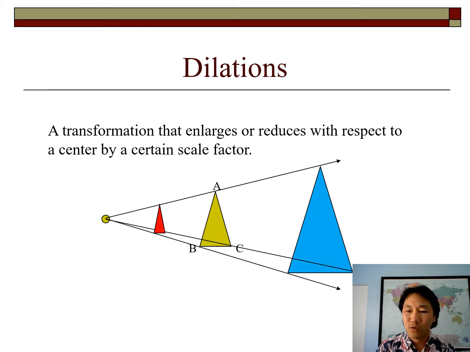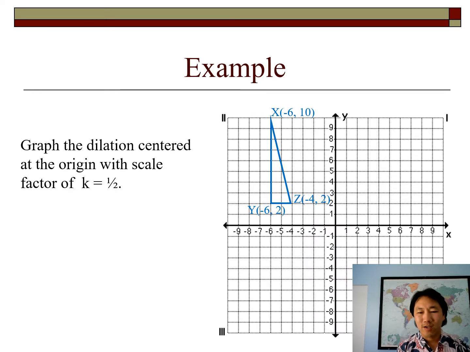All right, so let's do a few examples. Here we have triangle XYZ, and it says to dilate this triangle centered at the origin. So our point that we are dilating from is at the origin right here. Most of your homework problem, I think all of your homework problem, the center is going to be at the origin, and I want to dilate it to a scale factor of 1/2. So basically I want to make that triangle half the size.